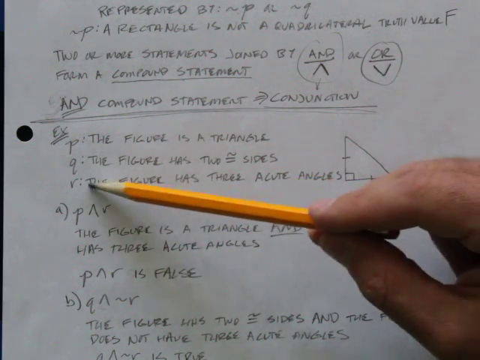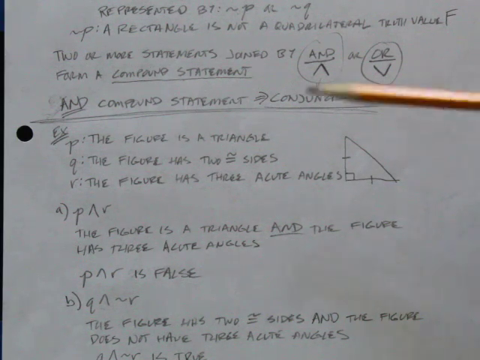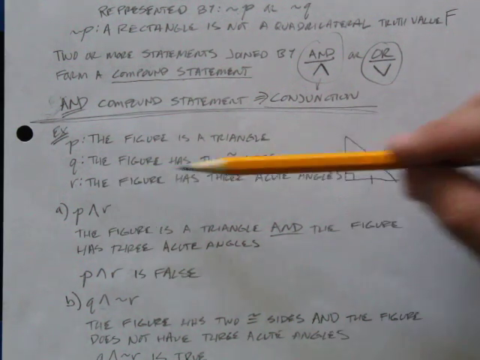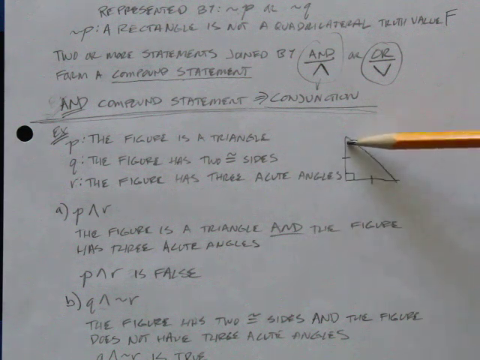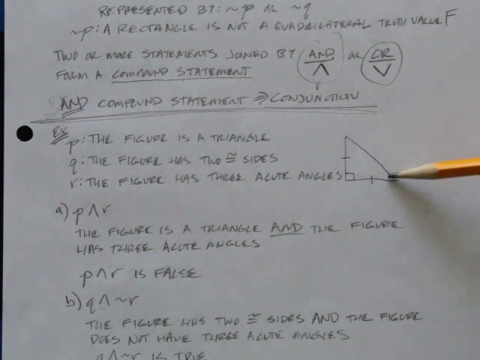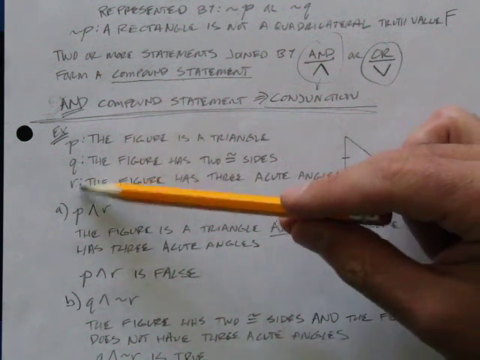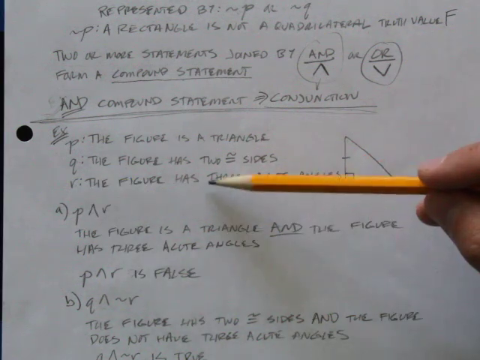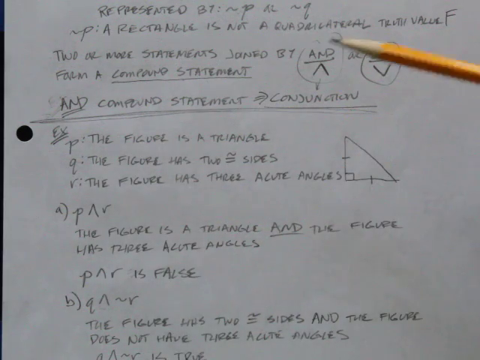Now R, the figure has three acute angles. The figure has one acute angle and another one, so that's two. But this 90-degree angle is not acute. It's a right angle, 90 degrees, not acute, not obtuse, it's 90 degrees. So the truth value for R would be false. P is true, Q is true, R is false.